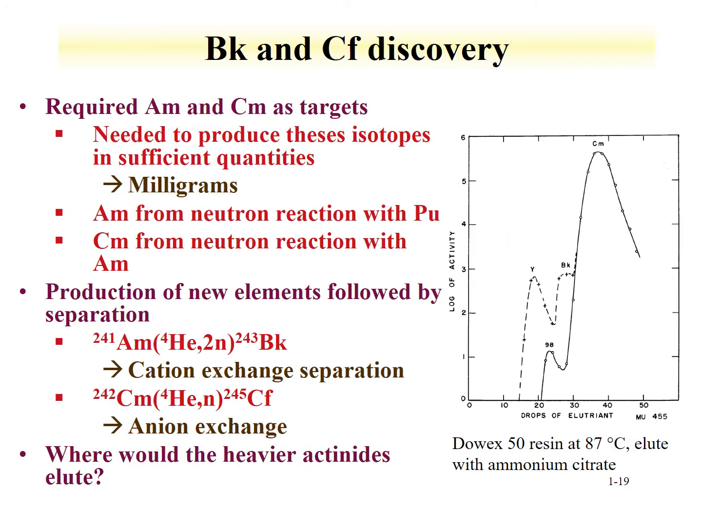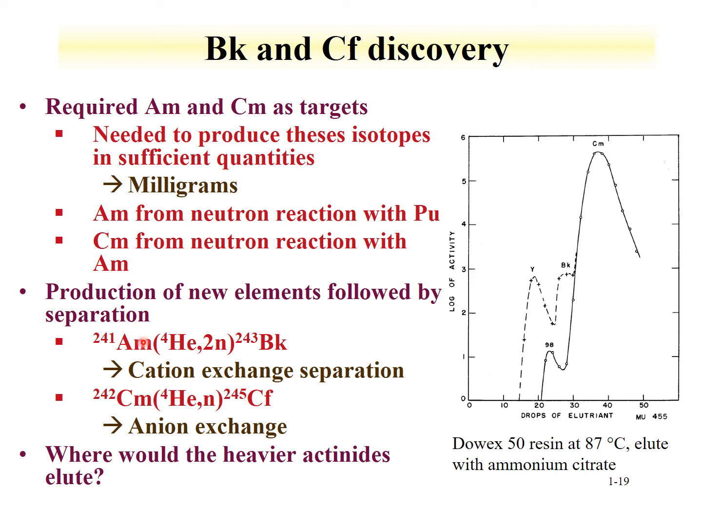The elements to be discovered next are berkelium and californium. One can guess where they were made. A trend that was established earlier, they required targets of americium and curium. So the new elements that were made were then used as targets. They had to get sufficient amounts of the new elements. Then they would bombard these targets with an alpha particle. So you use americium to make berkelium. You use the curium to make californium. They separated these from the target material.